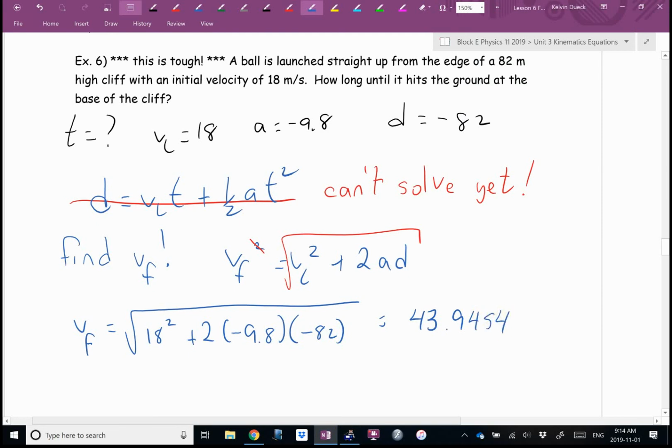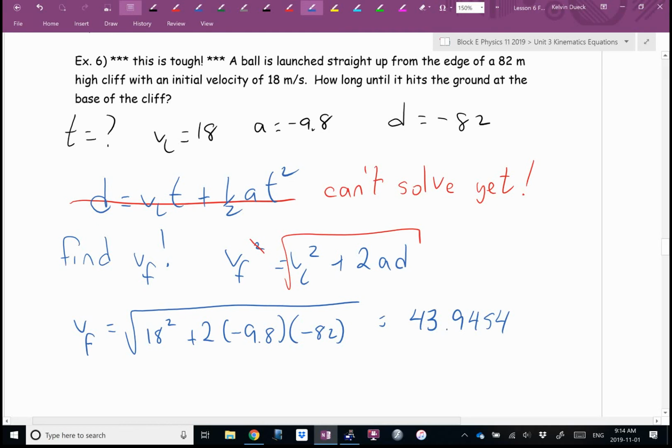So 43.9454, and that's wrong. For a candy, who can tell me why that must be wrong? Curtis, which way are we traveling when we hit the ground? Here's the problem. In your head, what's the square root of 9? In your head, folks, what's the square root of 9? Because 3 times 3 is 9. But wait a minute. Negative 3 times negative 3 is also 9. The square root of 9 is 3 or negative 3.